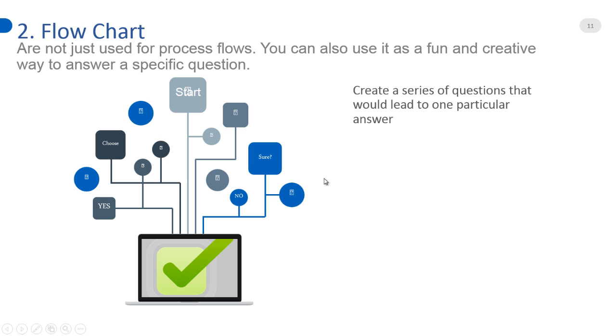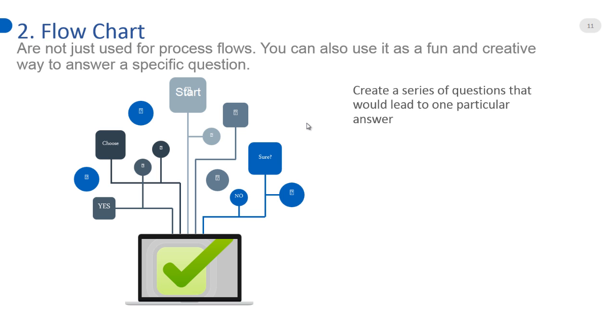So a flow chart is really good at expressing sometimes complicated questions where there is an if or else kind of avenue. So if you do this, then it might take you to this pathway here. If you say no, then it'll take you to this pathway here. So this is great. So what you can do to create a flowchart type infographic style is to create a series of questions that would lead to one particular answer.